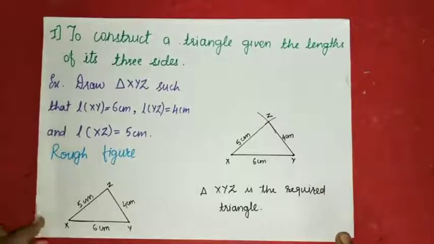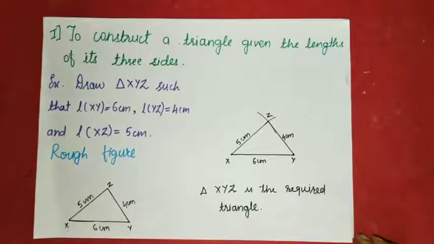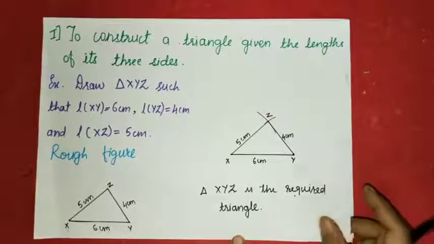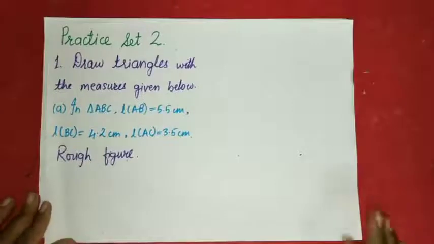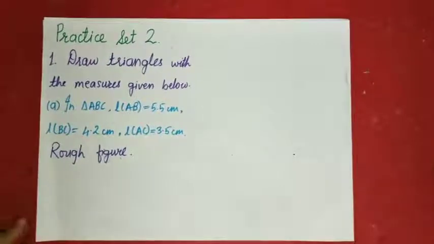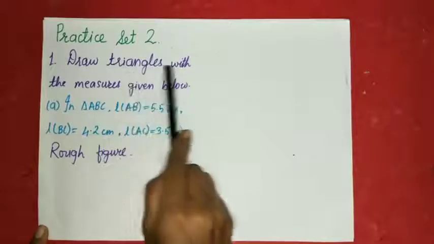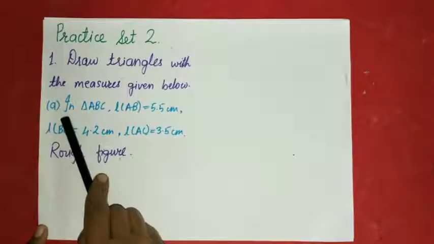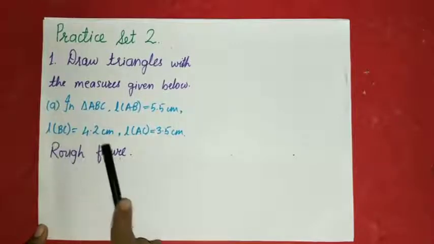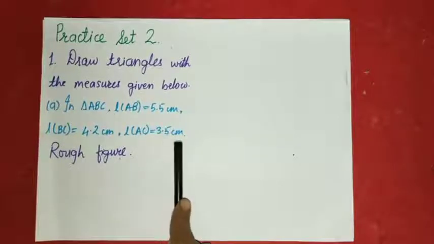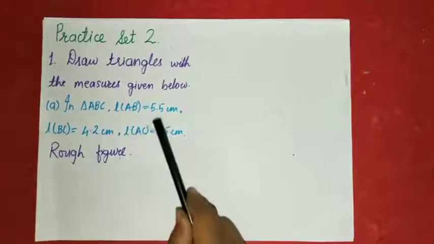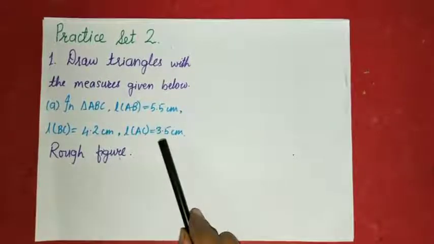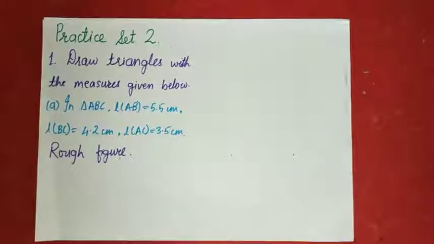In the same way, we have to do the construction in practice set. So we will start with first example of practice set. In this again, practice set 2, first question, draw triangles with the measures given below. In this example, AB is 5.5 cm, length BC is 4.2 cm and length AC is 3.5 cm. Again, all the lengths of all the sides is different in this example. Let us draw rough diagram.